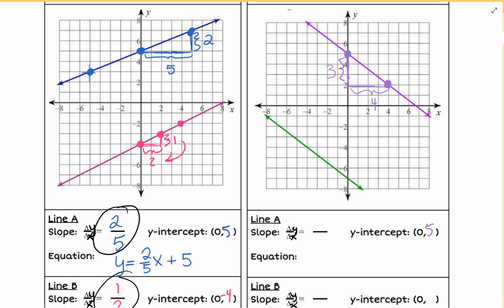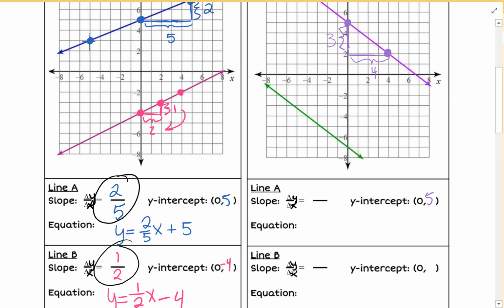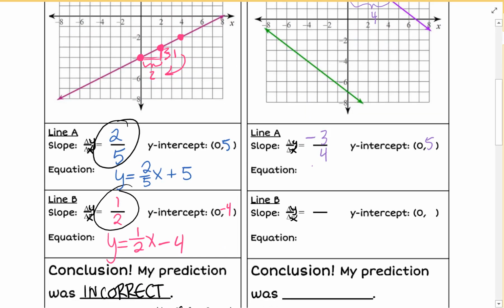And as we look at this line from left to right, we see that it is decreasing, which means the slope will be negative. So delta y over delta x, we have 3/4, but we know our slope is negative because our line is decreasing. So our equation would be y equals negative 3/4 x plus 5.